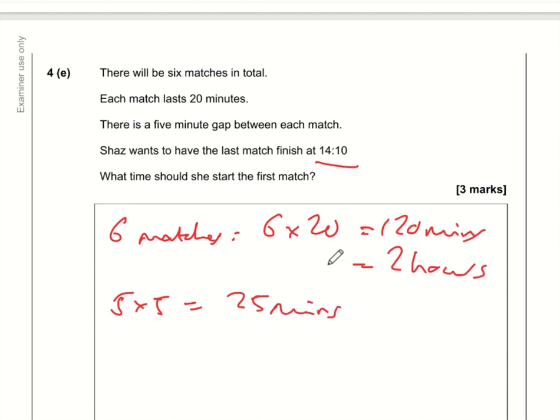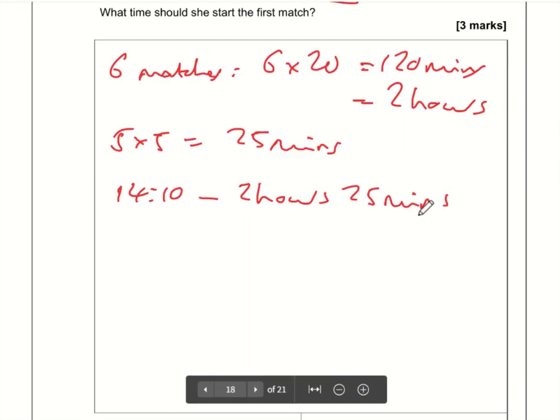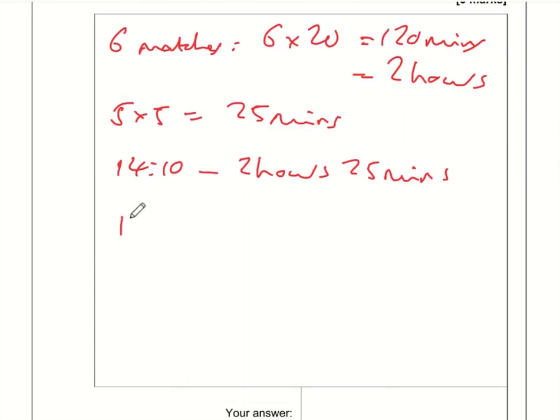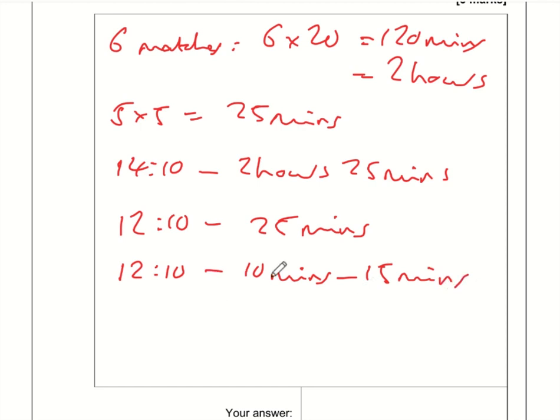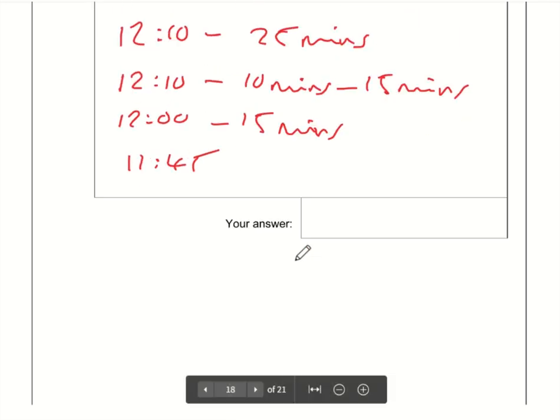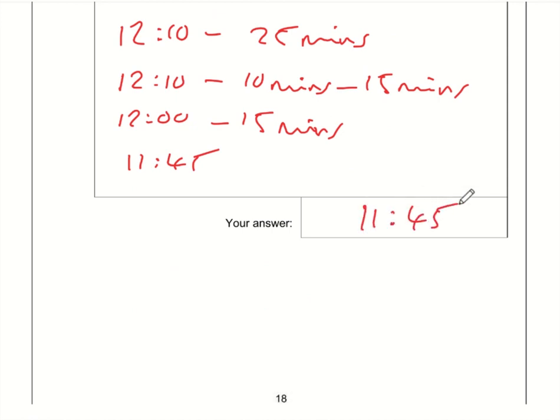So if the last match finishes at 14:10, we have to subtract 2 hours 25 minutes from 14:10. Well, let's take away 2 hours first of all. That takes me to 12:10. So I just need to subtract 25 minutes. Probably the easiest way to do this is, since this is 10 minutes past the hour, break this 25 down into 10 minutes and a separate 15 minutes. So if I take away the 10 minutes, then I'm down to 12 o'clock. So now I just need to subtract 15 minutes from that. So that will take me to 11:45. So the games need to start at 11:45.